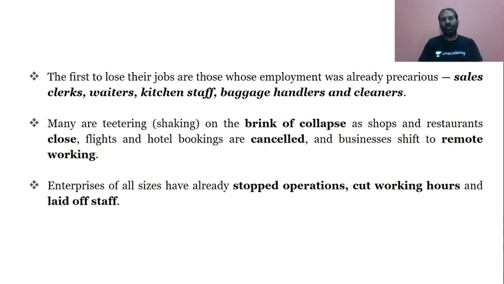And the first to lose their jobs are those whose employment is already precarious. That means there are individuals whose jobs are not stable, whose jobs are temporary, who could lose their jobs at any time. So they are the ones who would be badly hit first. Who are they? They are sales clerks, waiters, kitchen staff, baggage handlers, and cleaners. These are the ones who are not sure their jobs would be permanent or last a longer period of time. They are precarious, very volatile. They would have a job today, and the next moment they would lose the job. So they are the ones who would lose their jobs first.